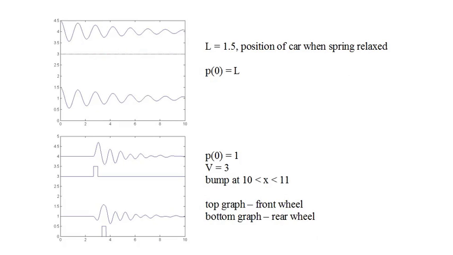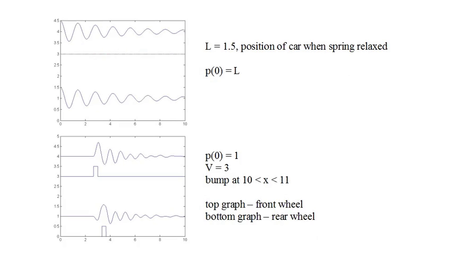The graphs show the positions, i.e. heights, of the front and rear of the car. The top graph is the height of the front of the car displaced by 3, and the bottom graph is the height of the rear of the car. In the first graph, we started the simulation with a center of mass at a height of L, which is the position of the car when the springs are relaxed. So the springs compressed and begin to settle at a position that would support the car's weight, which turns out to be at a height of 1.